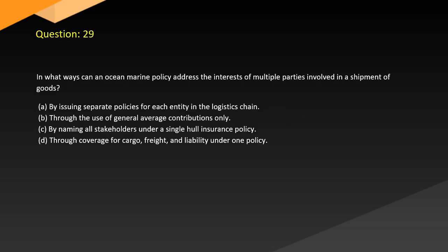Question 29. In what ways can an ocean marine policy address the interest of multiple parties involved in a shipment of goods? A. By issuing separate policies for each entity in the logistics chain. B. Through the use of general average contributions only. C. By naming all stakeholders under a single hull insurance policy. D. Through coverage for cargo, freight, and liability under one policy.